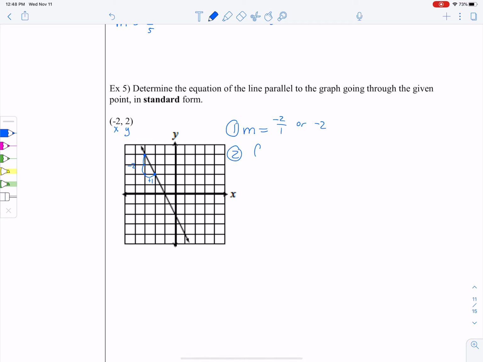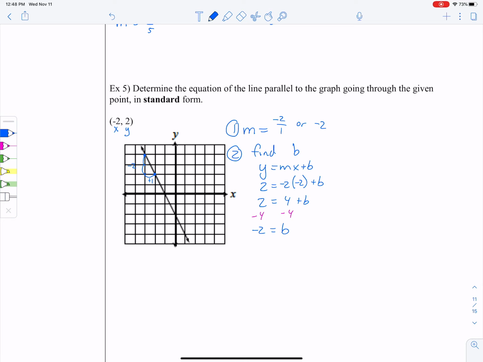2, we need to find b. So our y, we're going to use our point that they gave us up here. So our y is going to be 2, our m is -2, our x is -2, plus b. So we get 2 is equal to 4 plus b. We're going to subtract 4 from both sides. So we get -2 is equal to b.